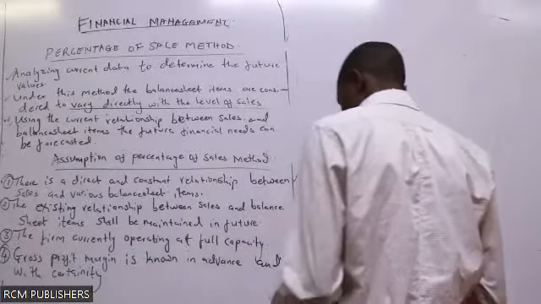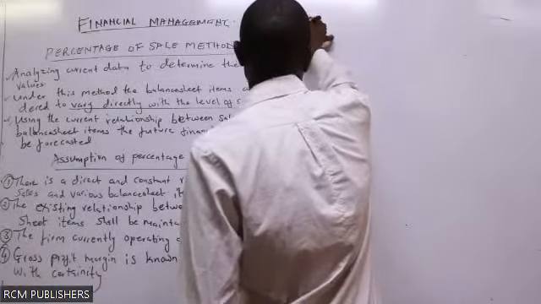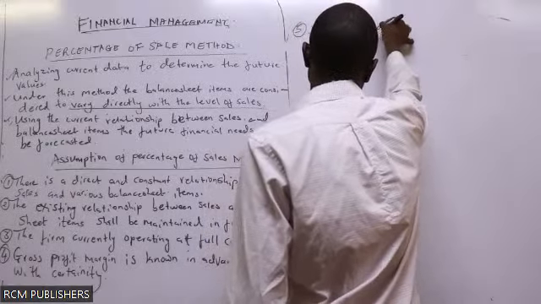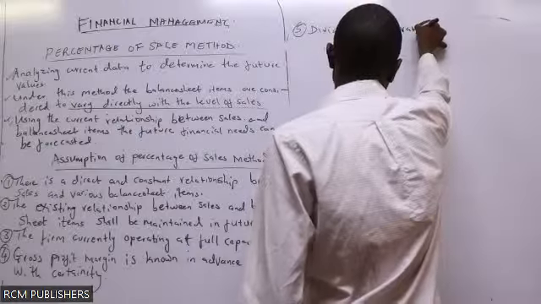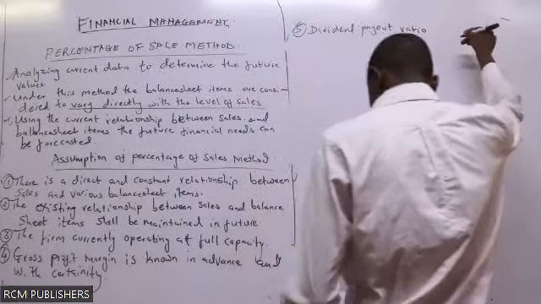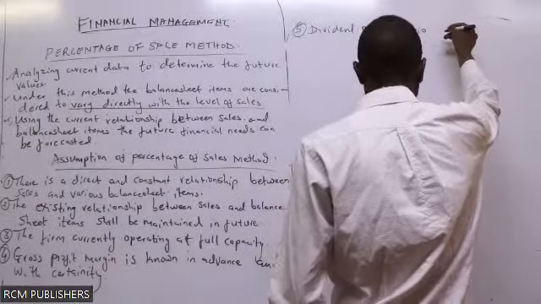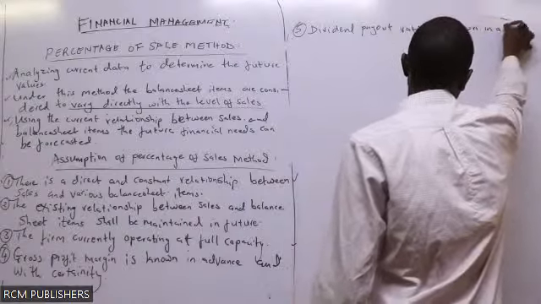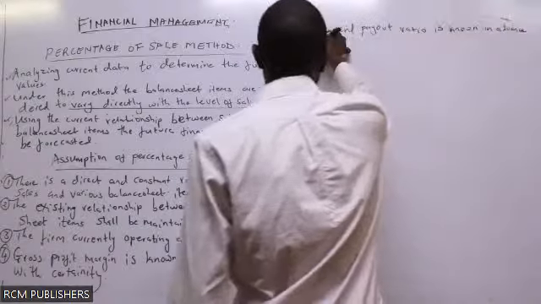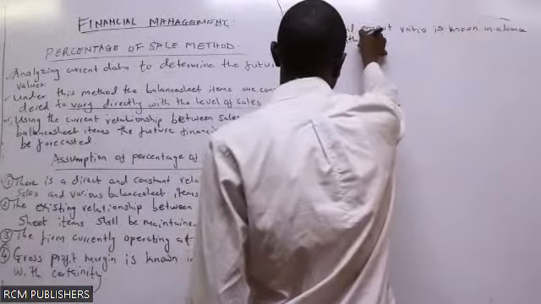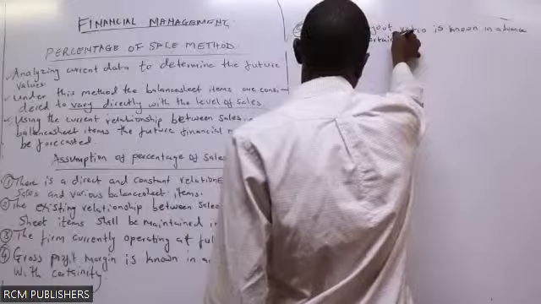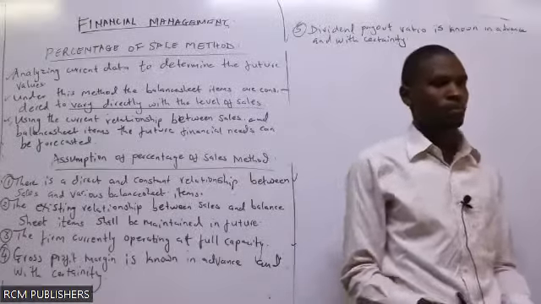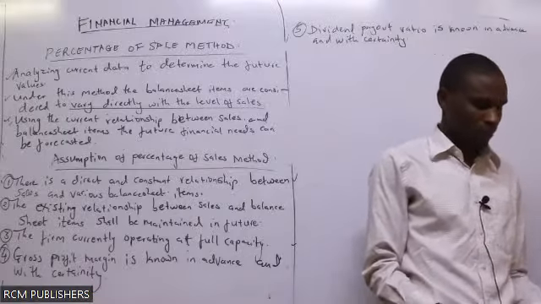Number five, dividend payout ratio. The dividend payout ratio is known in advance and with certainty. Hakuna doubt.